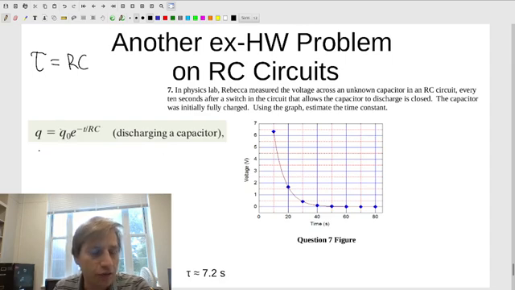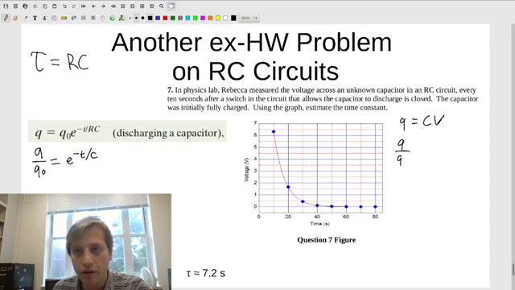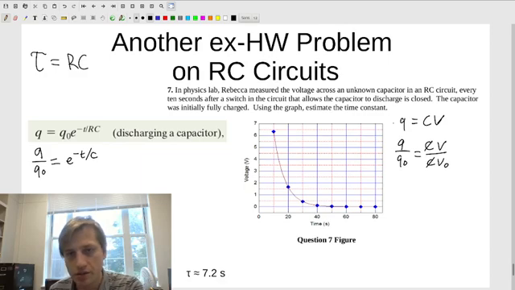Now, the thing to realize is that the voltage is proportional to the Q because Q equals C times V. So if you want to look at the Q over Q naught, Q over Q naught would be the same as C V over C V naught. Okay, so the C cancels out. So when you're comparing currents, comparing charges, it's going to be essentially the same as comparing voltages across a capacitor.